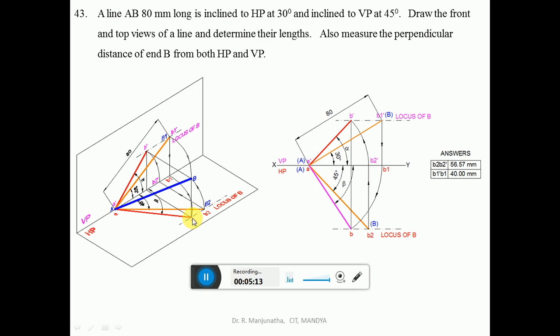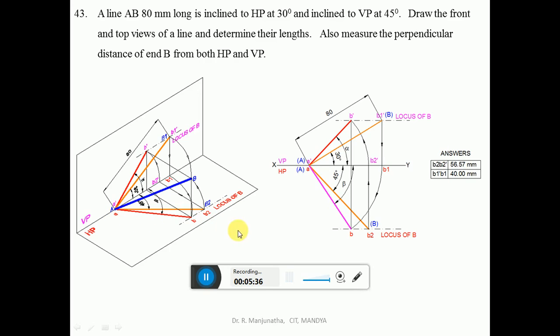Now the same thing we are going to do for VP. That means I need to find out the front view. To do it for the front view, we are going to consider the true length in HP. The true length in HP means it is parallel to HP. So A is in HP, so B2 is also on HP.